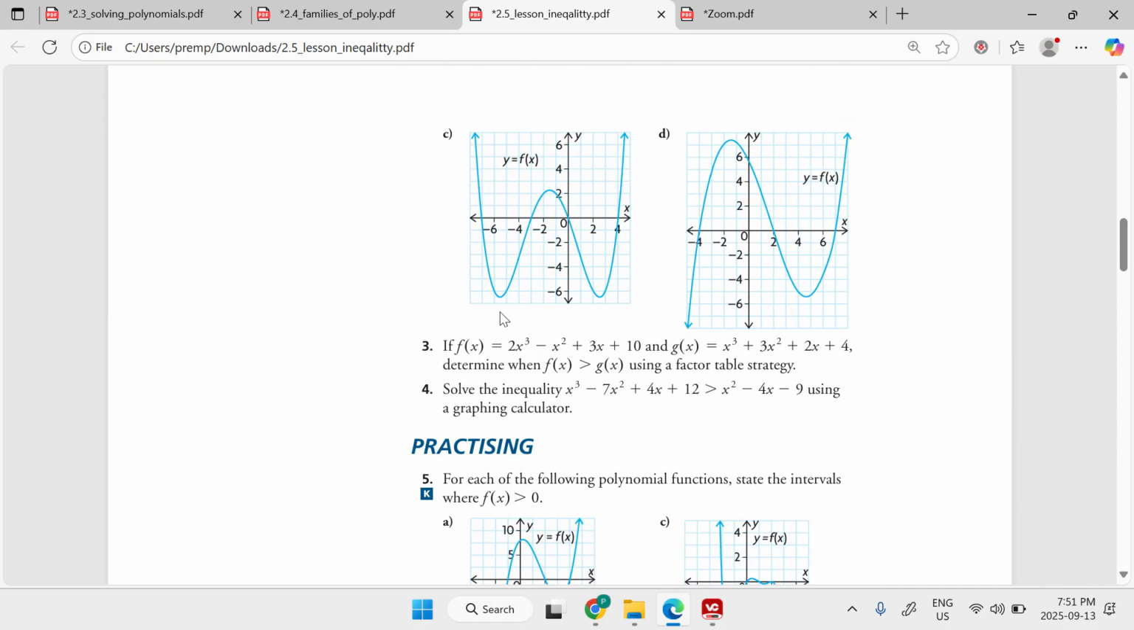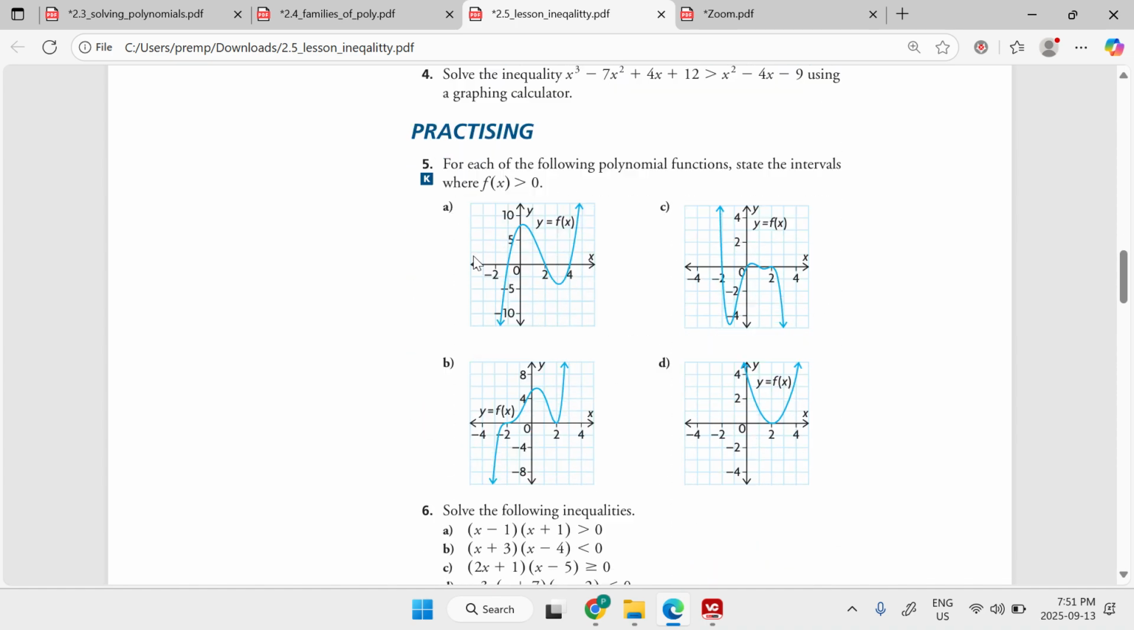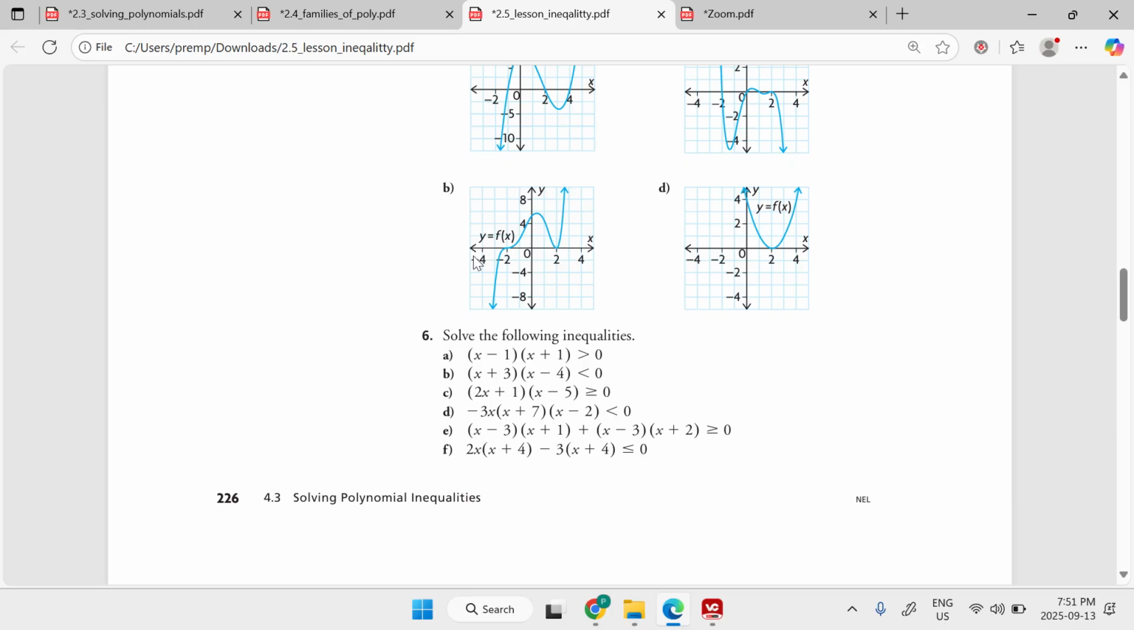Now again, you can figure out the values here. Should not be hard. Solve the following inequalities. They are saying greater than or equal to 0. Again, draw it, and then you can solve this. Okay.